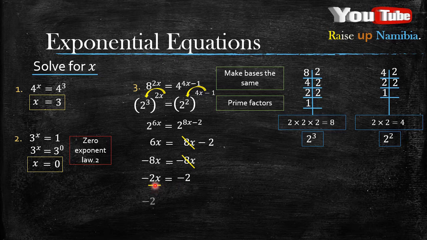How do we get the x? By dividing negative 2 on both sides. So on this side, the negative 2 will cancel out and we are left with a x. While on this side, negative 2 divided by negative 2 gives us a positive 1. Okay? And that is our final answer. So let's check into some extra examples.